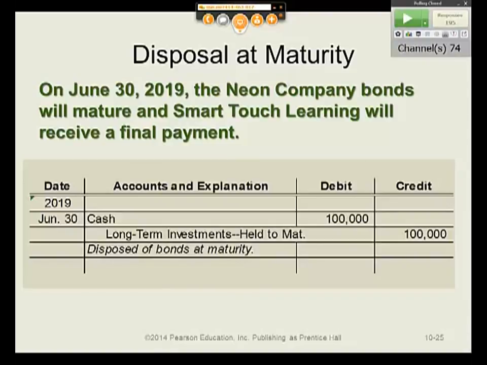All right, so are there any questions on interest accrual on investments? Any questions on that?